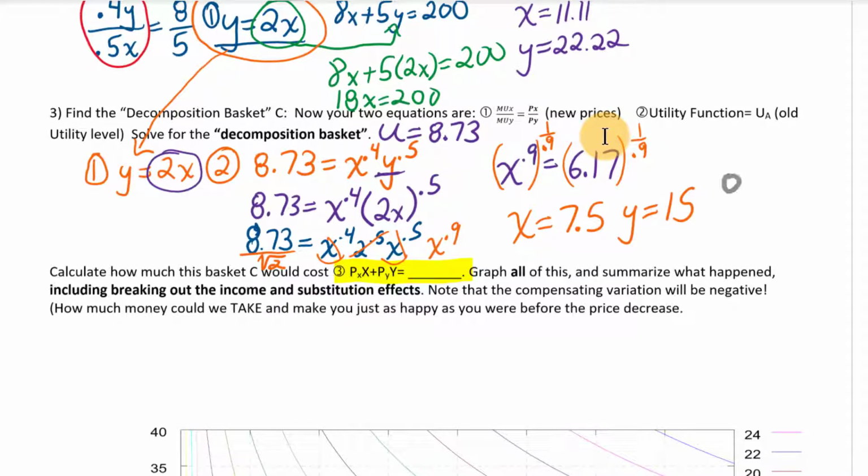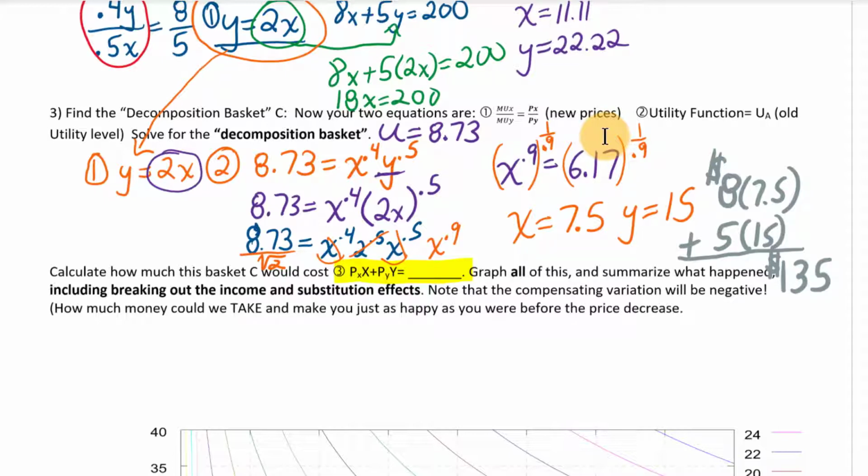So let's see, $8 times how many X's? 7.5, plus $5 for each Y times 15 Y's. Add those up, and when I do this, I'm getting an answer of around $135. And again, your rounding might be a little different, and that's okay.